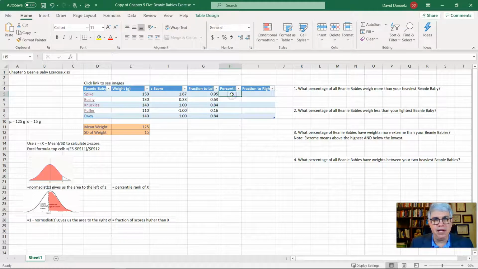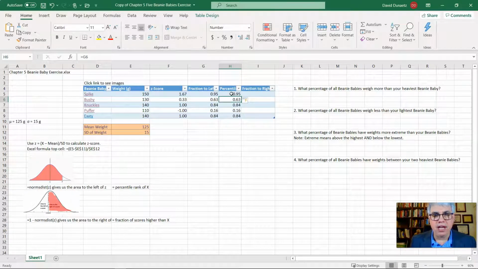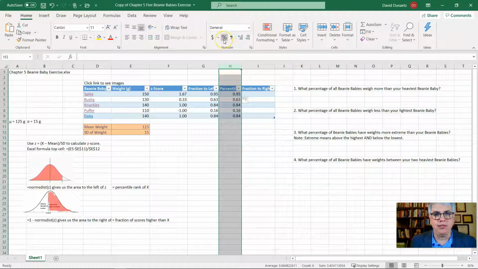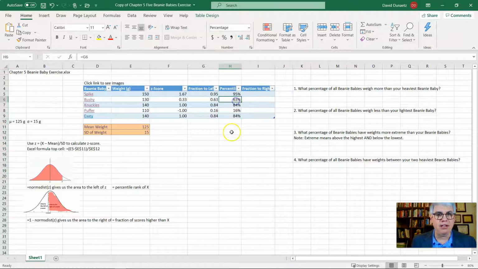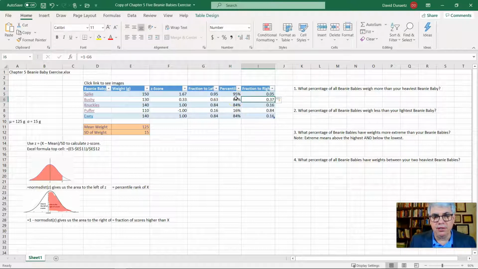Now, how would we convert this to percentile? We can take that same number, go to equals, take G5, and that copies it, but I'm going to change the number format to percentage, and that'll give our percentile rank. Okay, now the fraction to the right is just going to be 1 minus whatever we have to the left. So I'm going to do equals 1 minus G5, because we want it to come from the G5 cell. I press enter, and it even copied the formatting, so that's the fraction to the right. So 5% would be heavier than Spike.